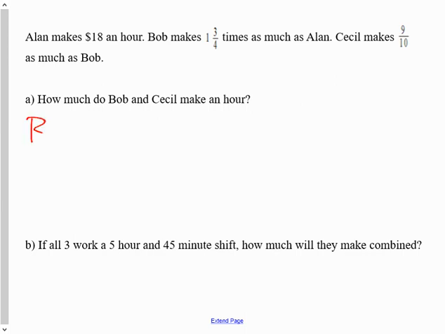So I'm going to start with a big B here. And since Bob makes 1 3/4 times as much as Alan, since Alan makes $18, Bob is going to make 1 3/4 times that. So as an expression, that's what we're going to use. $18 as a fraction is 18 over 1, multiplied by 7 over 4.